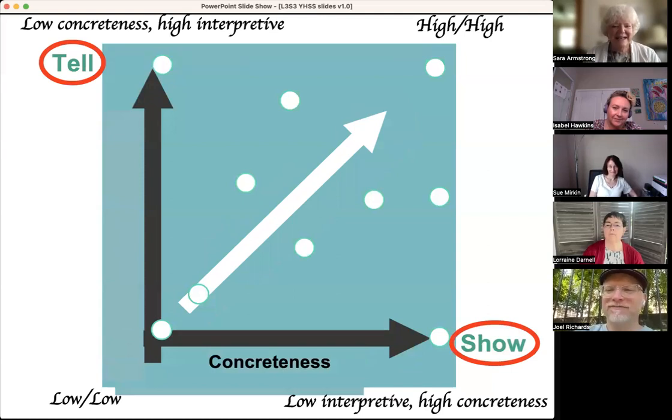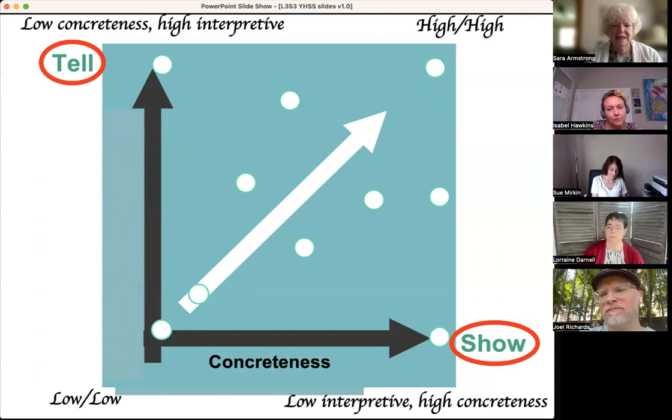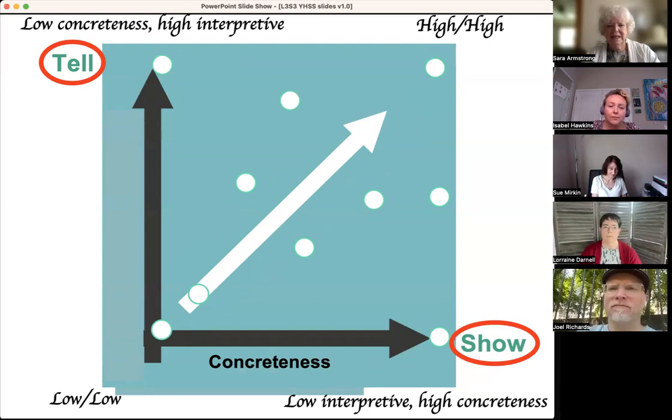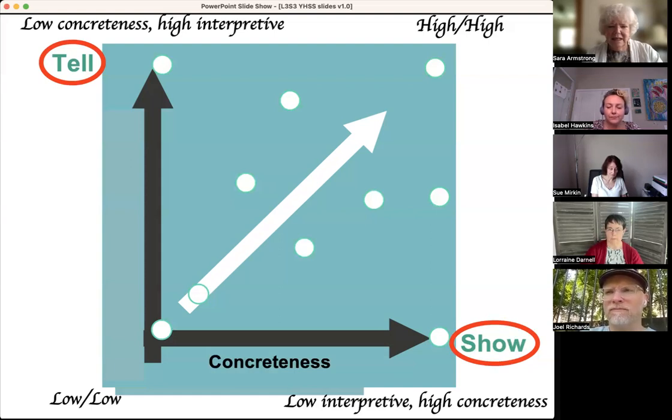So in the lower left, it's low concreteness and low interpretive language. In the upper right, it's high concreteness and high interpretive language. Back over in the upper left, low concreteness, high interpretive language. Back down in the lower right, low interpretive language, high concreteness. Right? So wherever you go in this, you have a given level of each, and it's different.